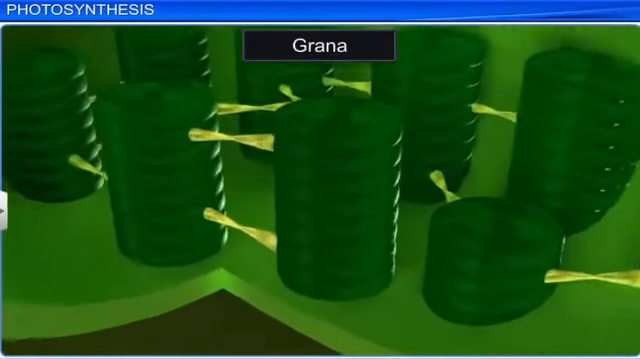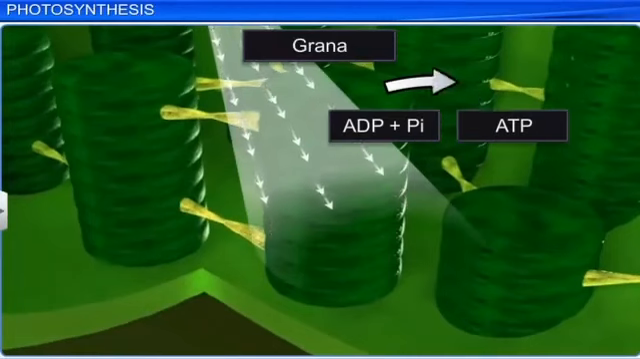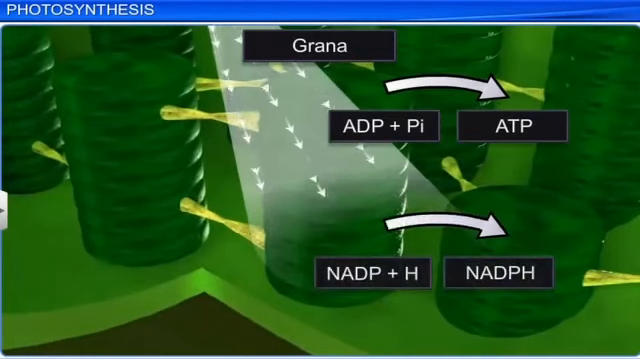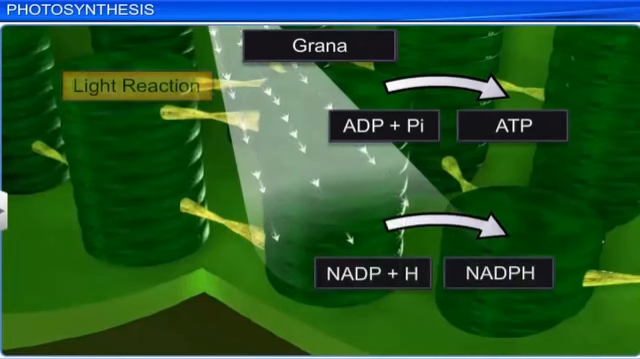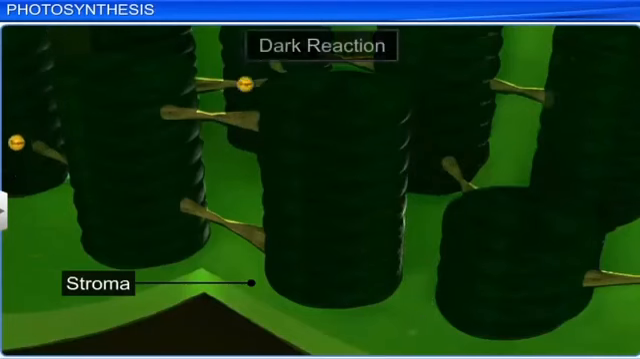Grana is a membranous structure responsible for trapping sunlight and involved in the production of ATP and NADPH. This is called light reaction. In the stroma, enzymatic reactions incorporating CO2 take place, leading to the production of sugar molecules. This reaction doesn't require light, but depends on the products of the light reaction, ATP and NADPH, and hence is called dark reaction.